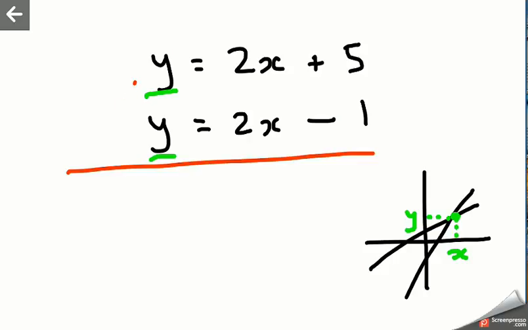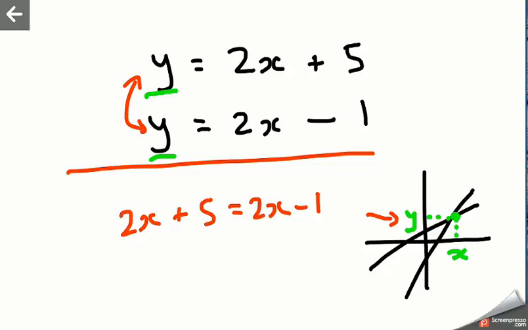So setting these two y values equal to each other, we have 2x plus 5 equals 2x minus 1. Well, using our algebra, we can cancel off 2x from both sides by subtracting it. And we get 5 equals negative 1. Oh, shoot. What happened there? What the heck went wrong? Well, remember what we said last time.